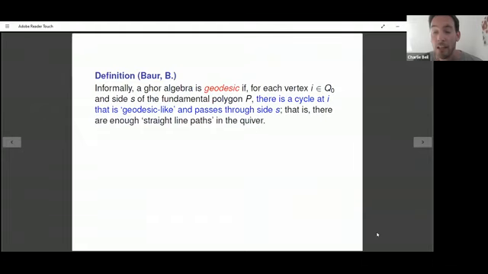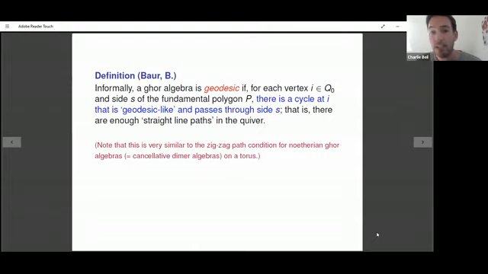Okay, so informally, we'll say a Gorenstein algebra is geodesic if for each vertex i and side S of the fundamental polygon P, there is a cycle at i that is geodesic-like and passes through side S. That is, there are enough straight line paths in the quiver. I won't give the actual definition because of time, but the idea is that we have enough straight line paths going in each direction at each vertex.